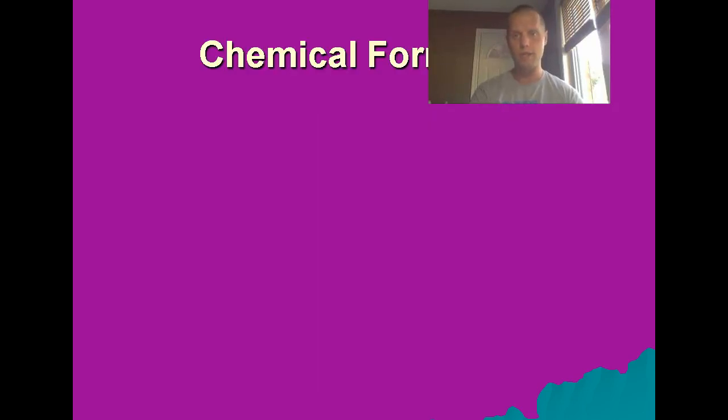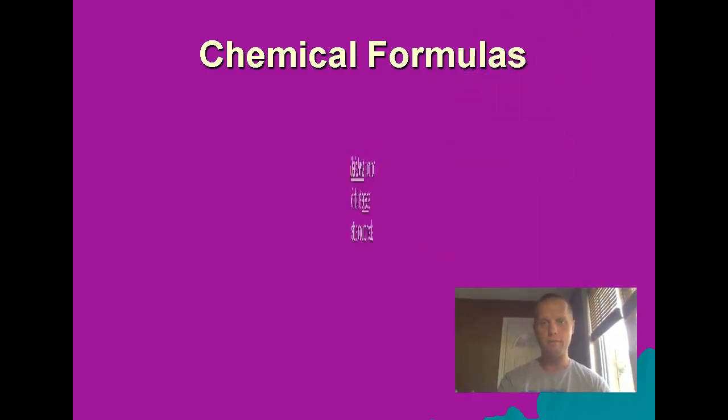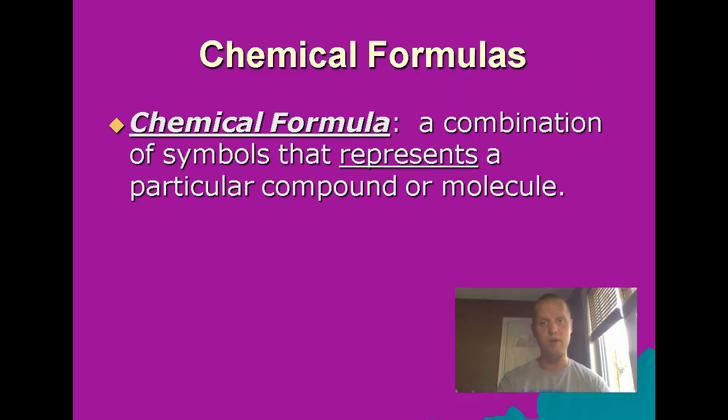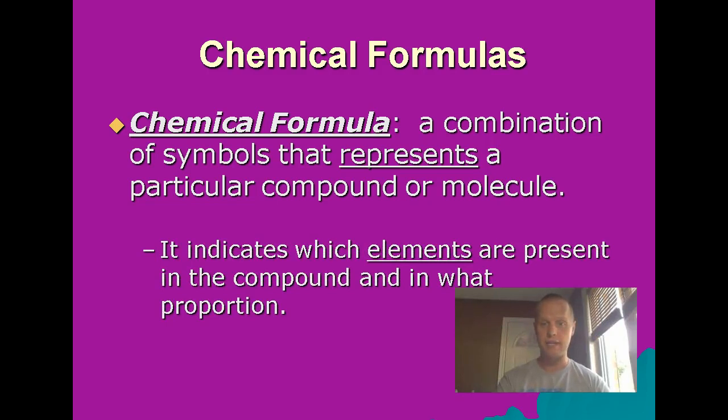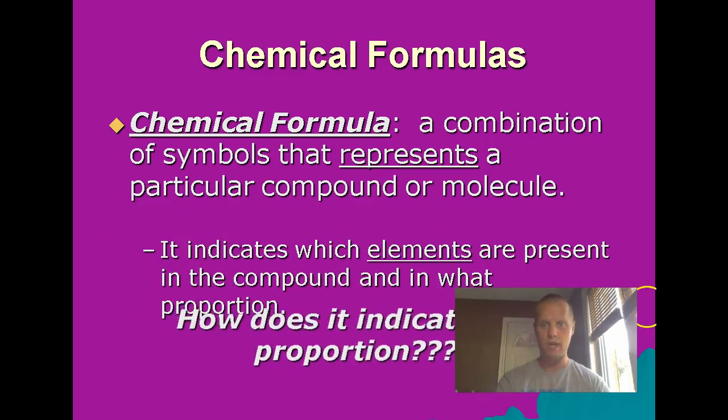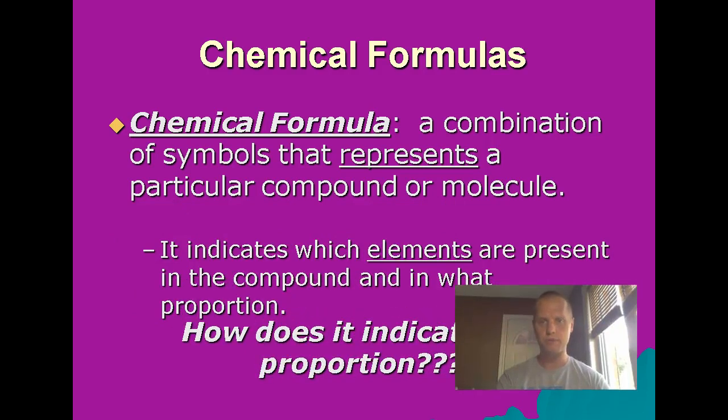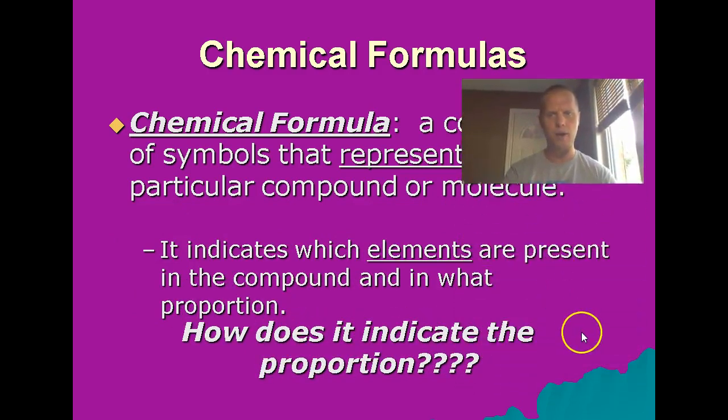So chemical formulas, what they do is they are a combination of symbols that represent a particular compound or molecule. The chemical formula tells us what elements and how many elements are in that compound or molecule. So it indicates which elements are present in the compound and in what proportion. Okay, how does it indicate the proportion? How do you know the proportion of this?